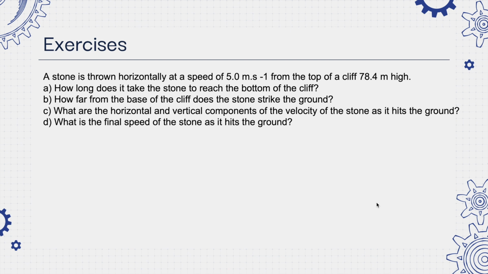So what it's asking: the first is asking the time. Second is asking the range. Third is asking for the components, so Vx and Vy, and then the V. A stone is thrown horizontally at a speed of 5.0, so we can understand that Ux equals 5.0 and Uy equals 0, because it's not thrown up or down. So Ux equals 5.0, Uy equals 0, height 78.4, and we are asked the time, range, Vx, Vy, and V.